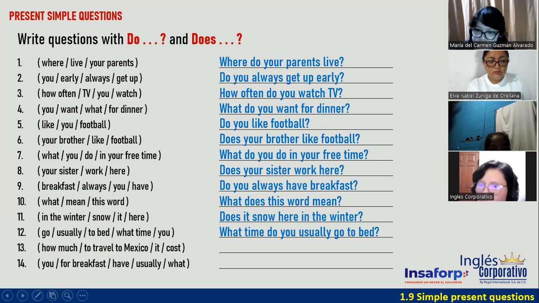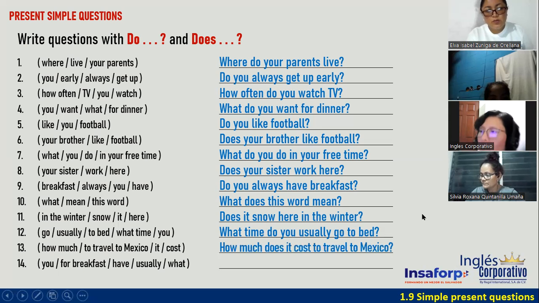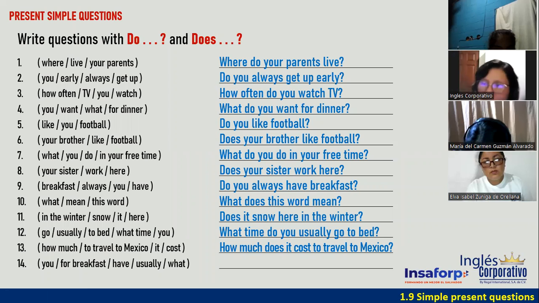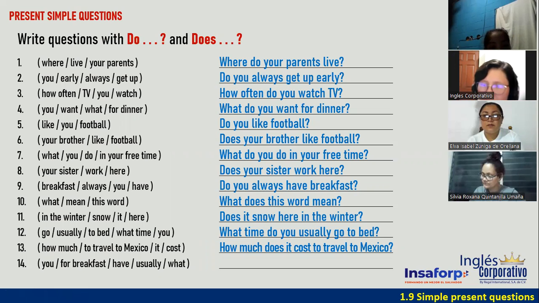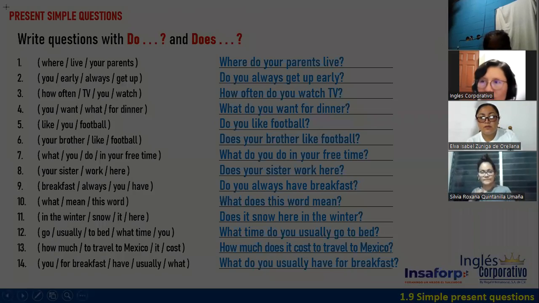Isabel, number 14, Jacqueline. How much does it cost to travel to Mexico? Correct. How much does it cost to travel to Mexico? Thank you very much. And Jacqueline, number 14, the last one? Can you hear me, Jacqueline? Yes. What do you usually have for breakfast? Correct, right? What do you usually have for breakfast, okay?